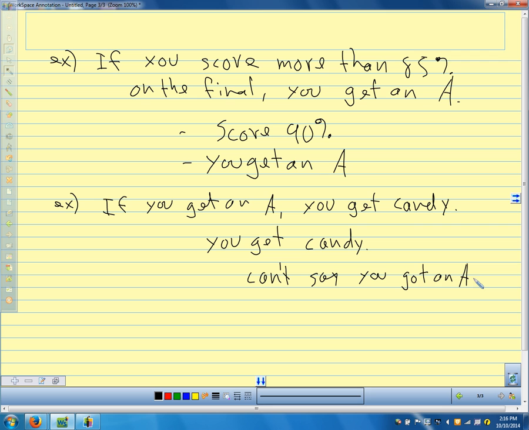So it's kind of like the example we used with the math teacher one. I can't say if you know algebra, then you are a math teacher. What if it said you get candy if and only if you get an A? Then if you got candy, you would know you got an A, because it's saying if and only if, and that means it works both ways.